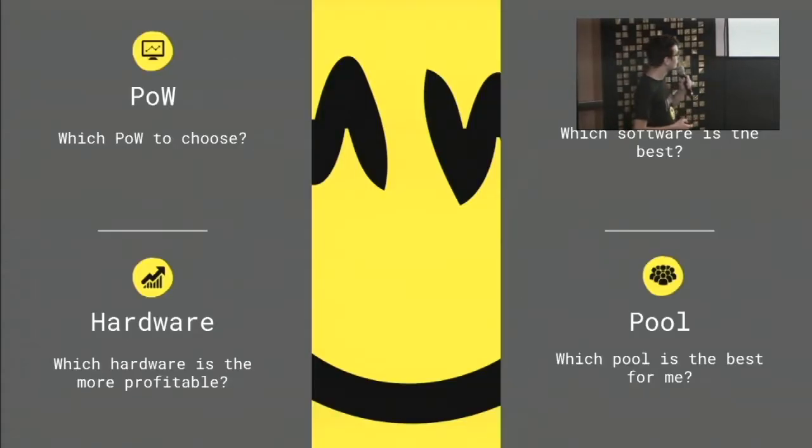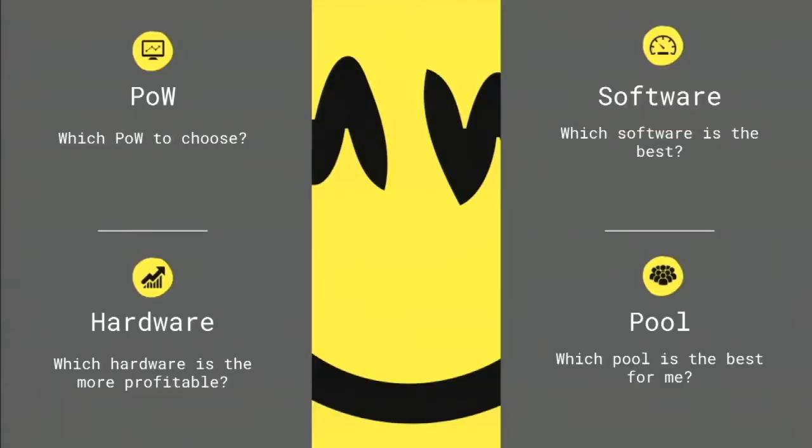So we'll be talking about four things. First will be the proof of work. As you might know, Grin uses two proofs of work, primary and secondary, and we'll talk about which one you need to choose. After, we'll talk about the hardware, which hardware is the most profitable, and then we'll talk about software, mining software and pool software too. So which mining software you need to use based on several parameters, and which pool is the best for me. At the end of the talk, you can ask me several questions. I think we will have time for some questions.